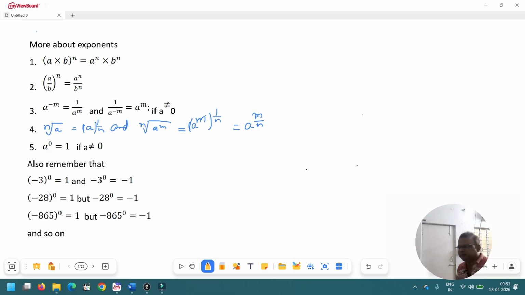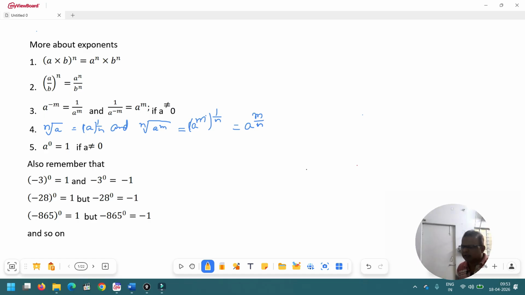ए बाई बी का होल का पावर एन इक्वल टू ए का एन बटे बी का पावर एन। ए का पावर माइनस एम इक्वल टू वन बाई ए का पावर एम, and a to the power 1 by a, comma minus m is equal to a to the power m if a is not equal to 0.